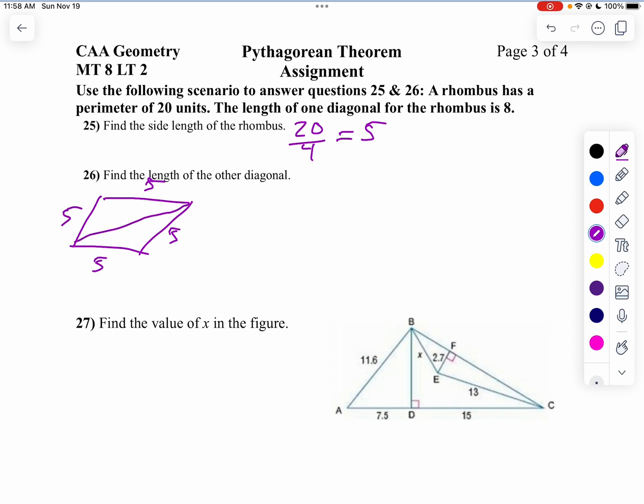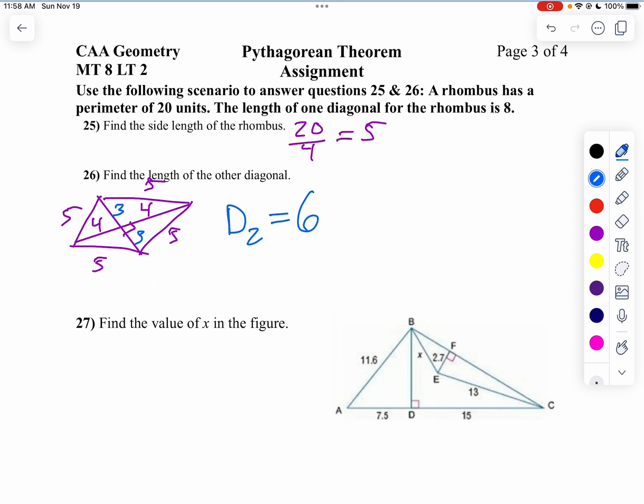And I know one of my diagonals is going to be 8. And remember, when you have a parallelogram, or a rhombus in this case, I know it bisects it. So I know this one is 4 and the other one is 4. Well, since I got a right triangle here, I've got a Pythagorean triple, as it turns out. The most common Pythagorean triple is 3, 4, 5. So I know the length of the other diagonal is going to be 6, because 3 plus 3 is 6.